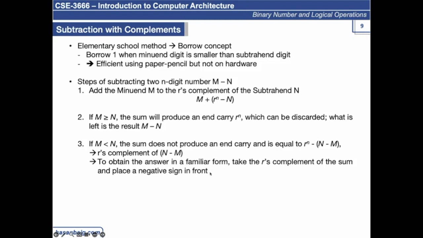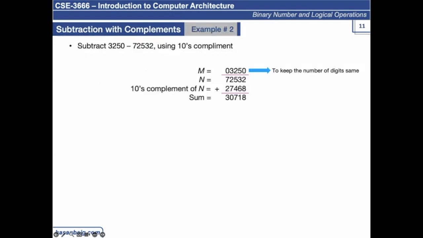Okay, so we need to take its r's complement again and just place a negative sign. So here, what we need to do next is take the r's complement, which means tens complement of this number. When you take the tens complement of this number, what you will get? 10 minus 8 is again 2, and then the rest of the digits must be subtracted from 9. So you get this thing. Exactly the same result which you get on calculator with 3250 minus 72532. You need to put the negative sign yourself. Get it? Any question here?